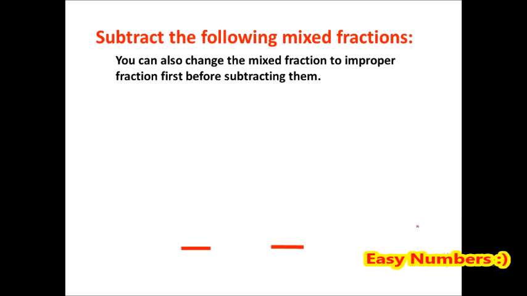You can also change the mixed fraction to an improper fraction first before subtracting them. So let us again have our problem a while ago. So we have 5 and 2/5 minus 2 and 3/10. So we have 5 times 5, 25, plus 2 is equal to 27, then copy the denominator 5, minus 10 times 2 is 20, plus 3, we have 23 over 10.